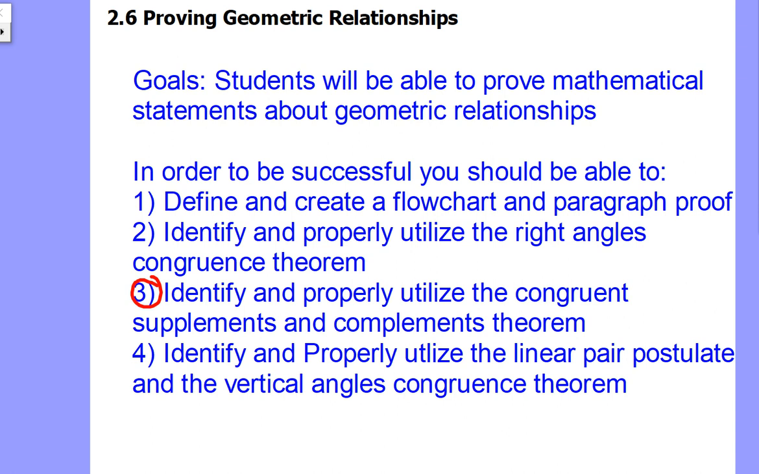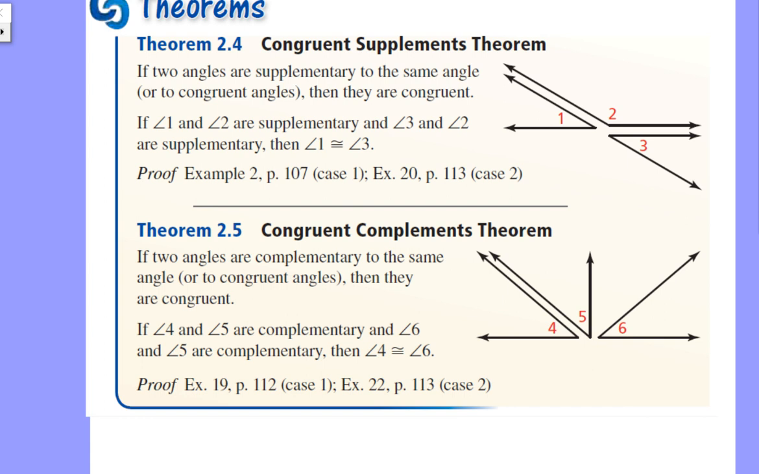So let's first and foremost identify what the congruent complements and the congruent supplements theorems are. They are both extremely similar to one another. Let's start off with our supplements theorem. What we're saying is that if two angles are supplementary, we'll use our example here, if angle 1 and angle 2 are supplementary, so remember that means they equal 180 degrees, then if 3 and 2 are also supplements, the only way that this works is if 1 and 3 are the same angle.